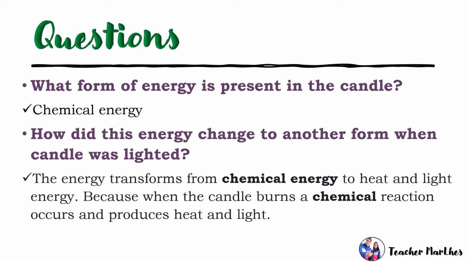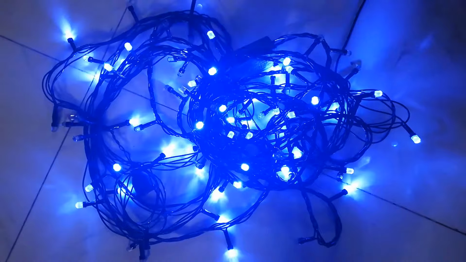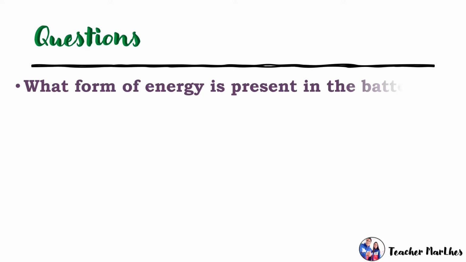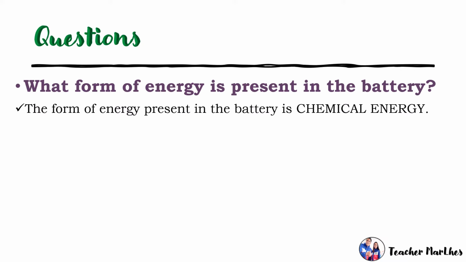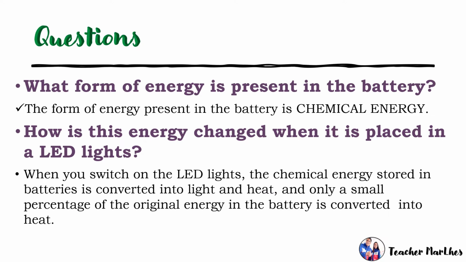Let's have another experiment. You need to observe what kind of energy is being transformed. What did you observe in the LED lights? What form of energy is present in the battery? The form of energy present in the battery is chemical energy. How is this energy changed when it is placed in an LED lights? When you switch on the LED lights, the chemical energy stored in the batteries is converted into light and heat, and only a small percentage of the original energy in the battery is converted into heat.